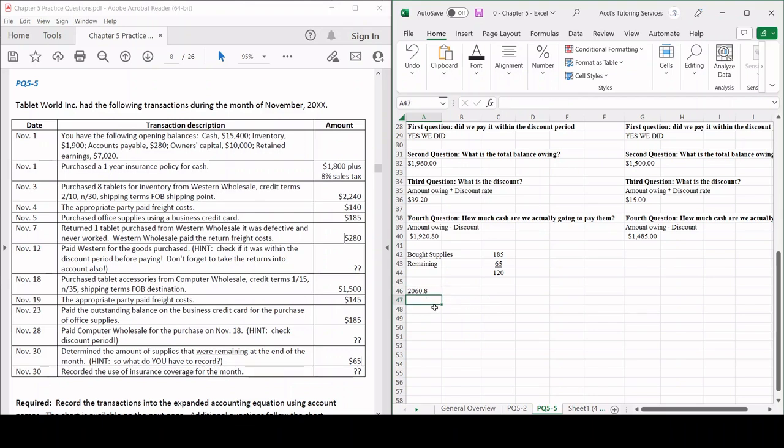And keep in mind, even though we bought 8 tablets, we returned 1. So to calculate the per unit, we're going to take the total cost and divide it by 7 units. Because remember, we returned 1. The per unit is 294.40.